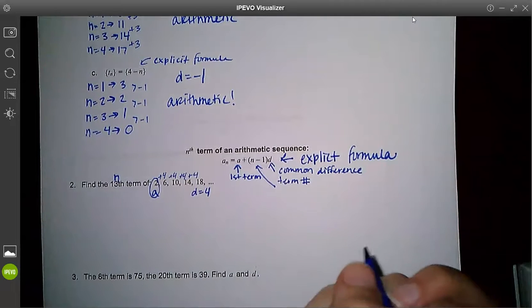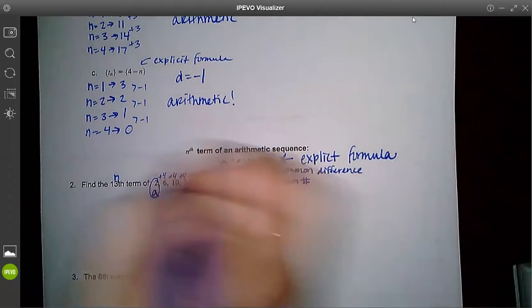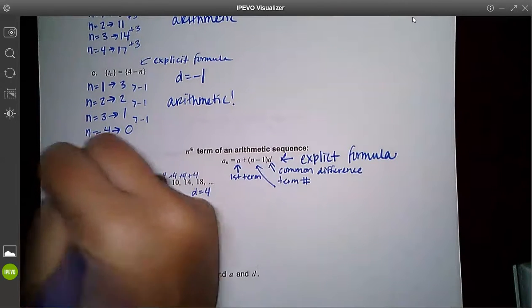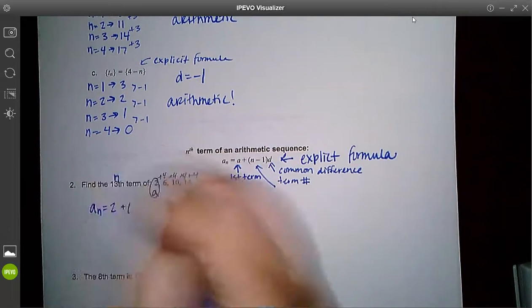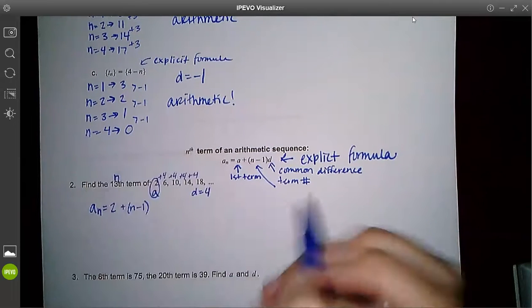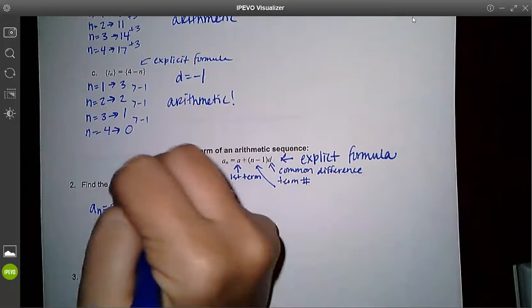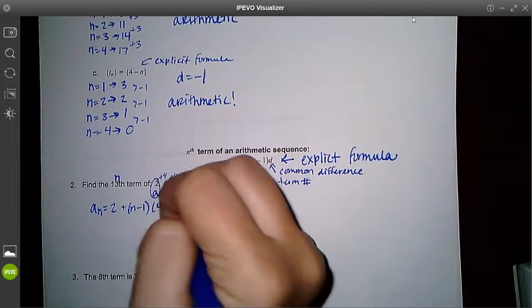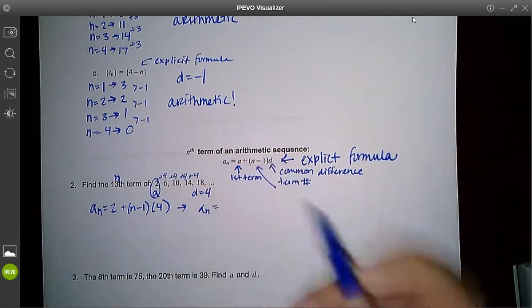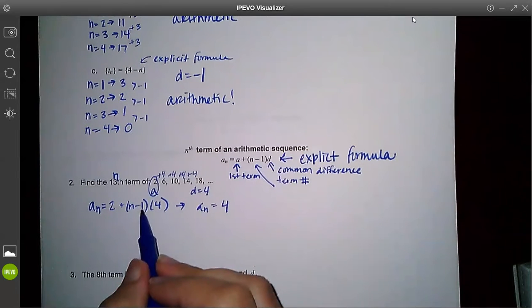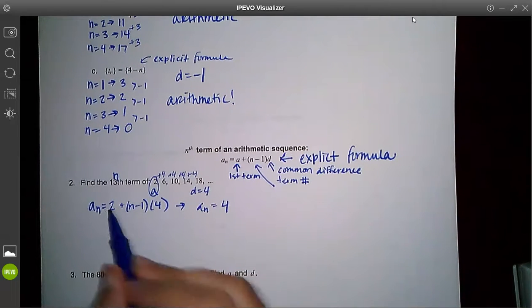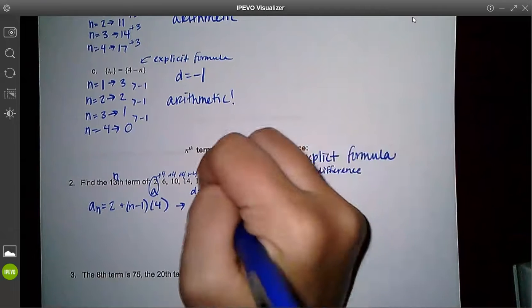So I'm going to plug this in. I'm going to find my equation. A sub n equals a, which is 2, plus n minus 1 times d, which is my common difference of 4. And I'm going to simplify this equation. When you distribute here, you get 4n. 4 times negative 1 is negative 4. 2 minus 4 is negative 2.